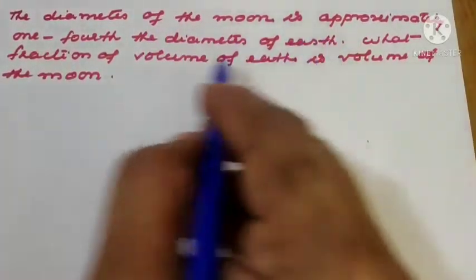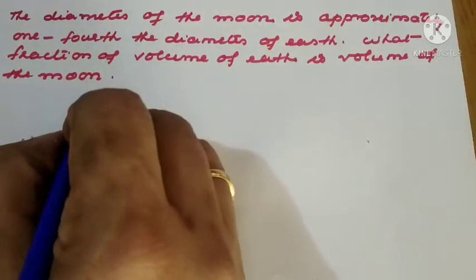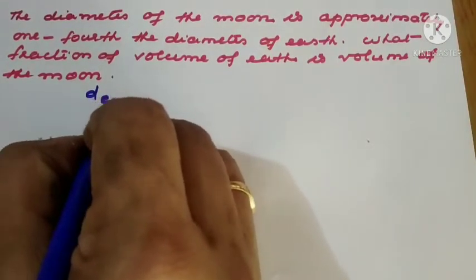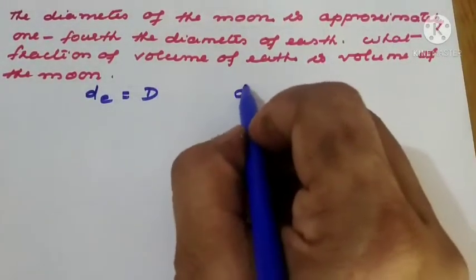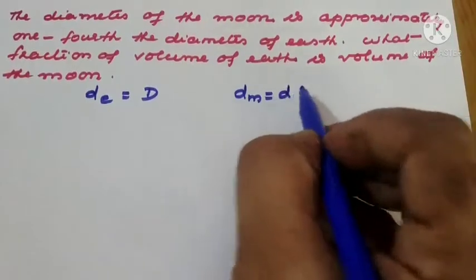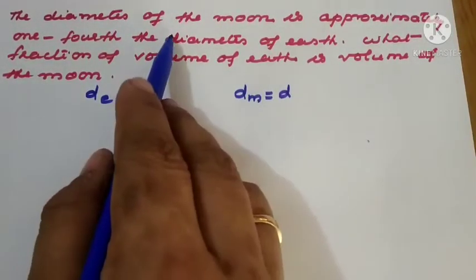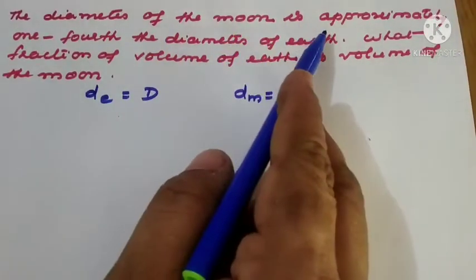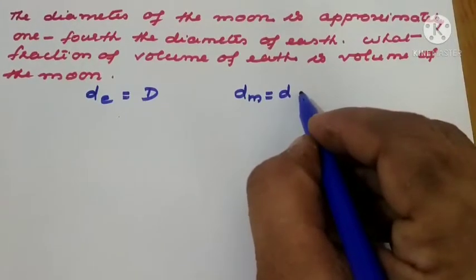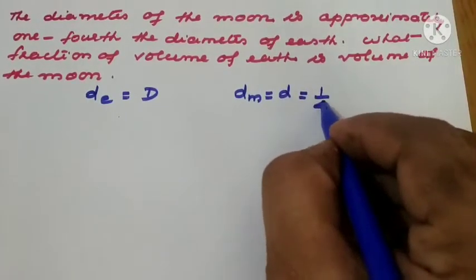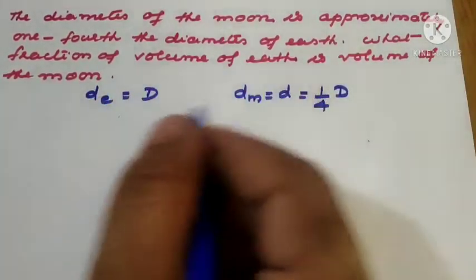Diameter of the moon is approximately... So let us write that the diameter of the earth equals capital D and the diameter of the moon equals small d. Diameter of the moon is approximately 1/4 of the diameter of the earth. That means small d equals 1/4 of the diameter of the earth. What fraction of the volume of the earth?